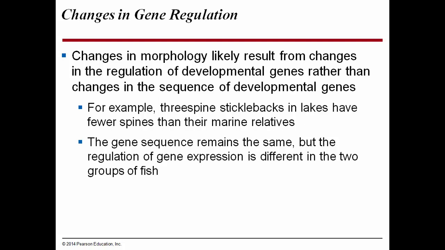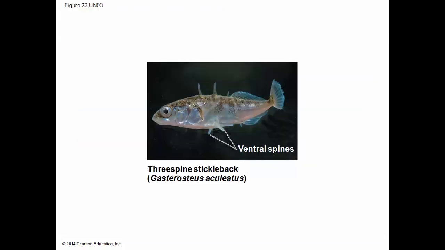Changes in morphology likely result from changes in the regulation of developmental genes rather than changes in the sequence of developmental genes. Okay, let me say that again. Changes in morphology likely result from changes in the regulation of developmental genes rather than the changes in the sequence of developmental genes. For example, the three-spined sticklebacks in lakes have fewer spines than their marine relatives. The gene sequence remains the same, but the regulation of the gene expression is different in the two groups of fish.